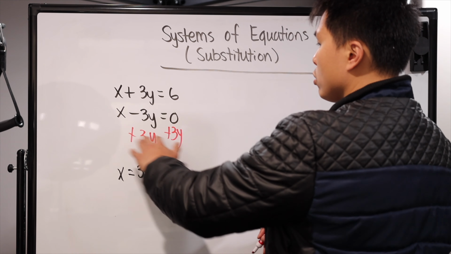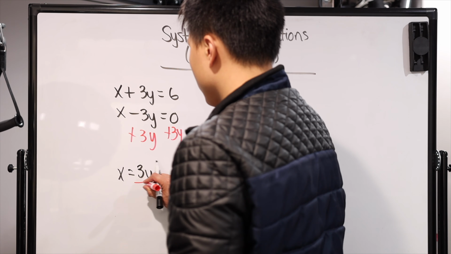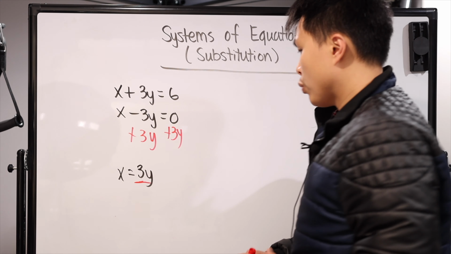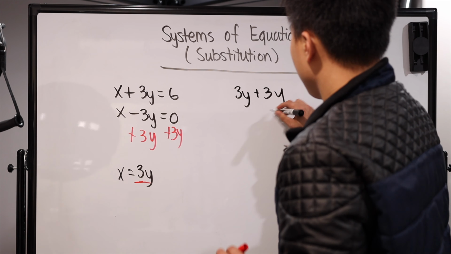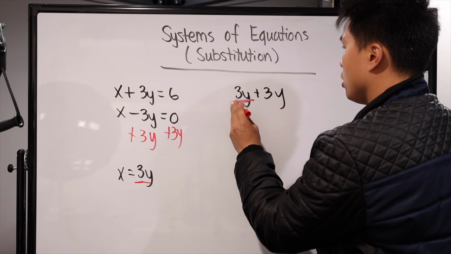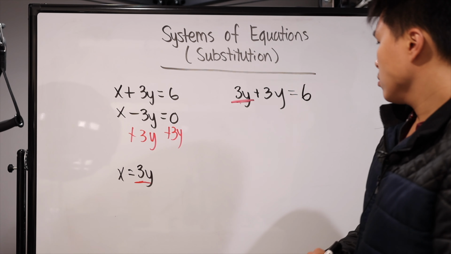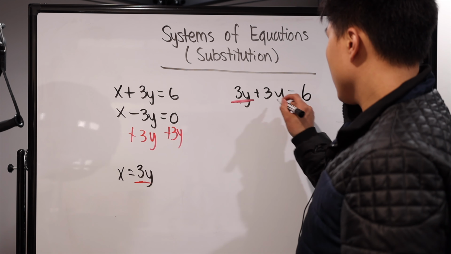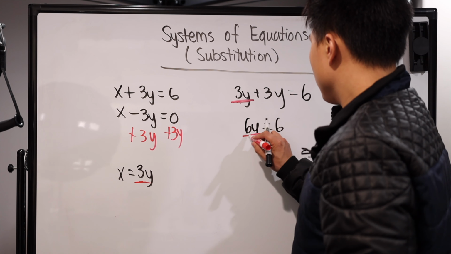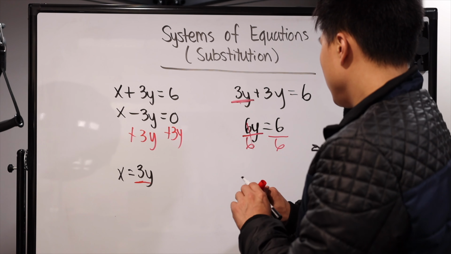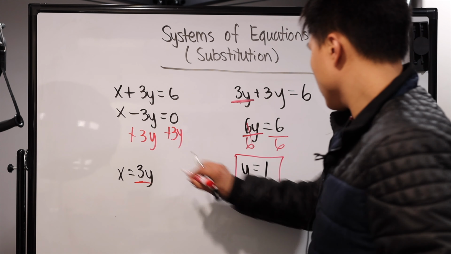Okay, well, since I used the second equation, I've got to use the first one and plug in this right here, 3y, for where x originally is. So it's going to be 3y plus 3y, and let me underline this one so you guys know that that is where x originally is, equals 6. Okay, we're going to solve for y now. Combine those two, that's 6y equals 6. Divide both sides by 6, you get y equals 1. That is one of our variables.